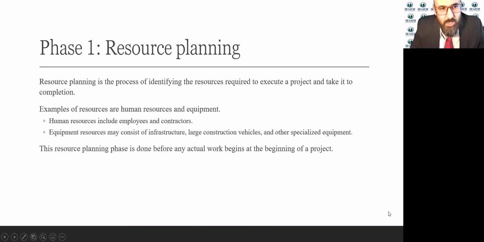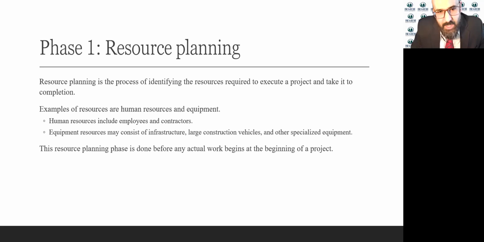In this phase, you need to look into the resources that are required to execute a project, and that will help you to finish it and complete it. For example, you need to look into human resources and equipment requirements. Human resources include the employees, how many workers you need, contractors, and in terms of the equipment, we're looking into the infrastructure, the vehicles, the specialized equipment, anything related to the equipment to help you accomplish the project.